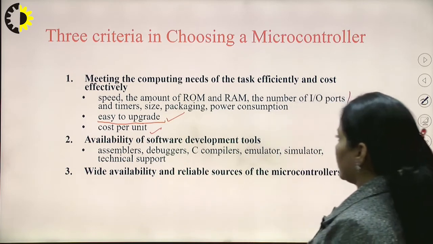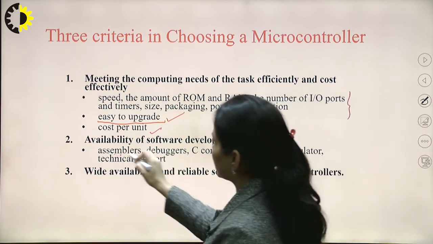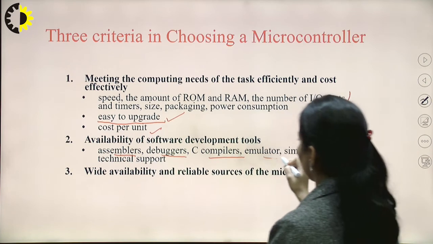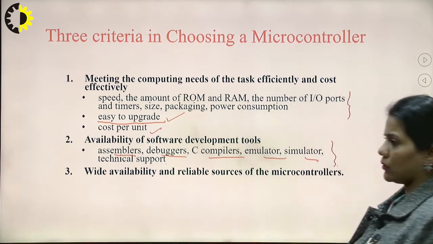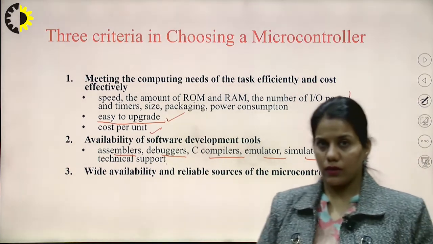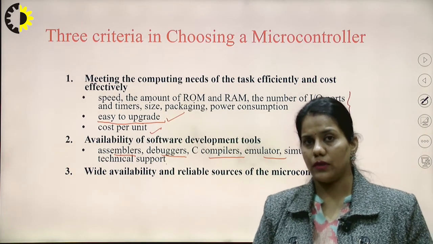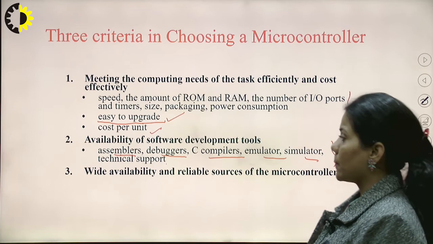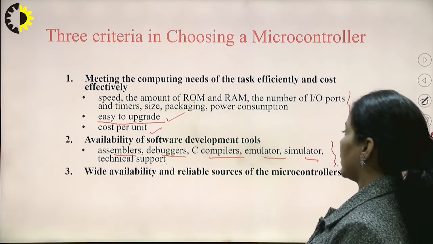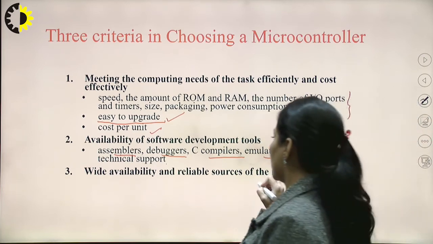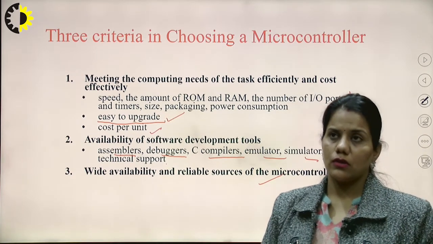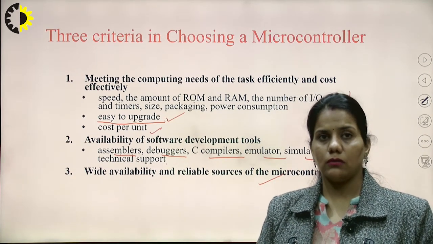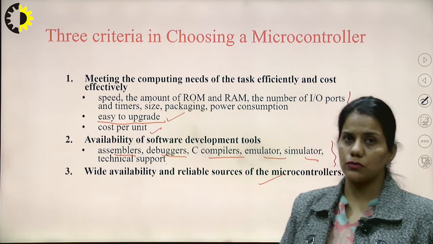Availability of software development tools, assemblers, debuggers, C compilers, simulators and technical support. This is very important. Without this, we cannot make any application in embedded systems. Wide availability and reliable sources of microcontrollers. This is yet another main feature which is very important to make a decision in choosing a microcontroller.